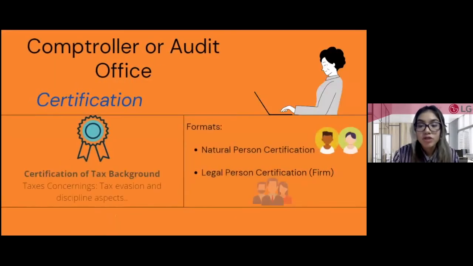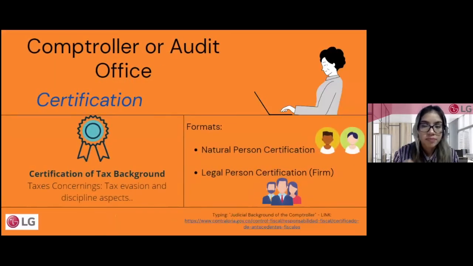Then we have the Comptroller as the third certification, or the certification from the audit office. This certification is regarding taxes, such as tax evasion, and disciplinary aspects are considered as well. It can be generated in two formats: for a natural person or a legal one, meaning a firm or a business. It will generate a certification automatically with all the description of the person, taxes, charges in terms of rent, and also the payment status, okay?